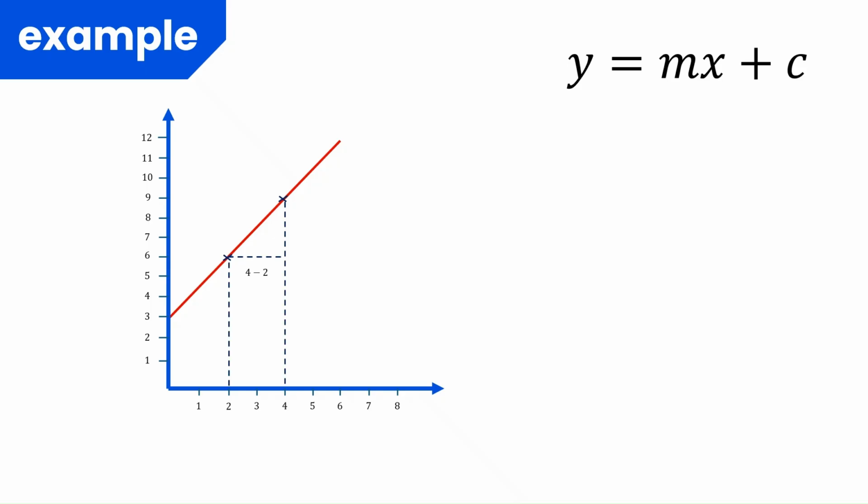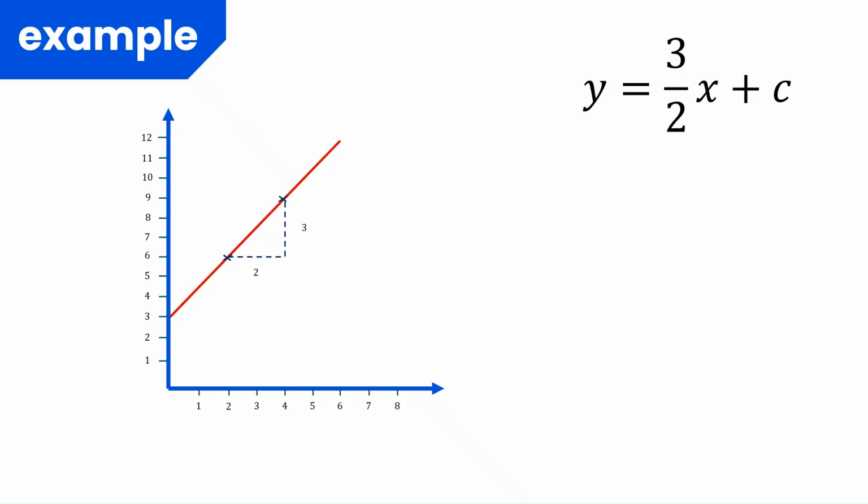In this case, we've gone from 2 to 4 on the x-axis, so we've gone across by 2. We've gone from 6 to 9 on the y-axis, so we've gone up by 3. The gradient, m, is just the change in y, 3, divided by the change in x, 2, so it's just 3 halves. The y-intercept is much easier to work out.